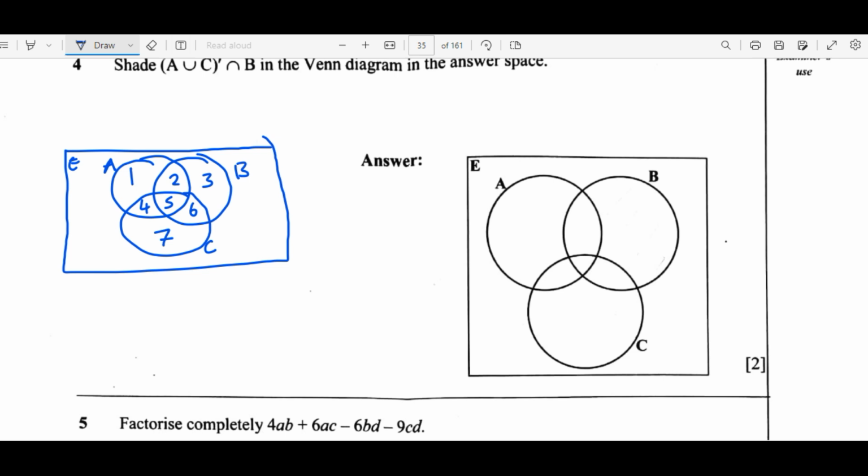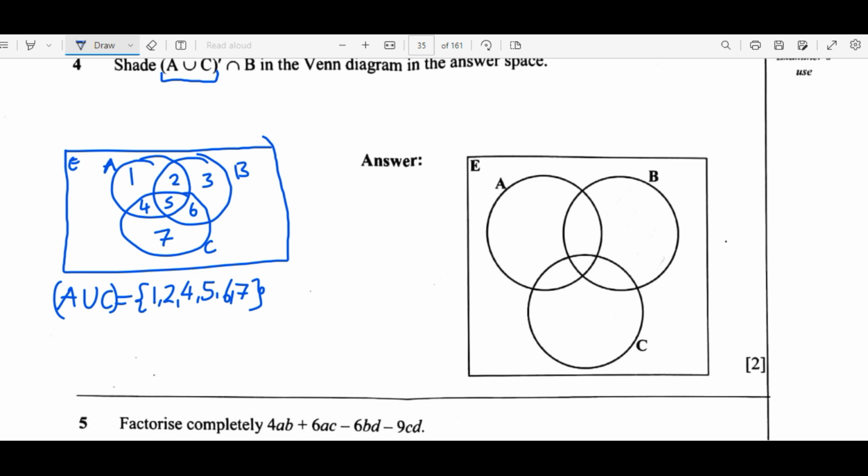So first, what are we going to do? First let's find the A union C. What is A union C? The union of two sets simply means you combine the elements of those two sets. So we are going to combine the elements of A and C. In A we have 1, 2, 4, 5. Then after that we go to the elements of C. In C we have 4, and we have already written 4, 5, then 6, 7. So this is our A union C.